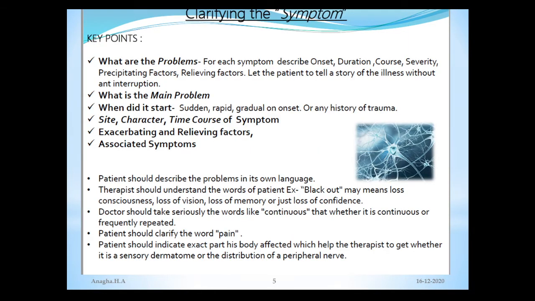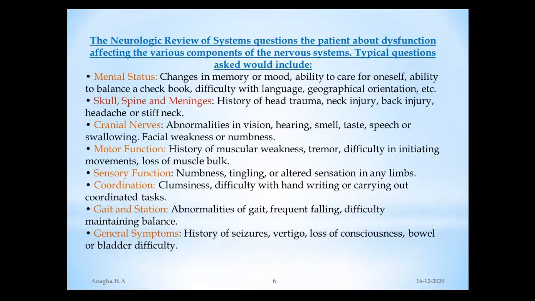Then there are some key points which we have to clarify as far as the symptom is concerned. What are all the problems? For each symptom we have to describe the onset, duration, course, severity, precipitating factors and relieving factors. These are all the normal things we do, but there are some other things which are very important when we come to the CNS examination.